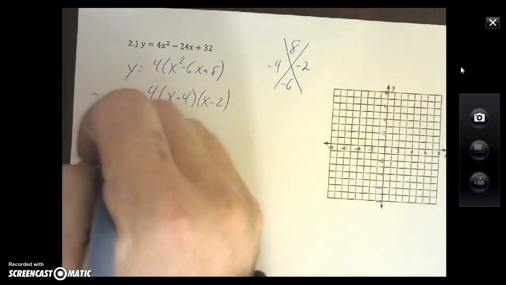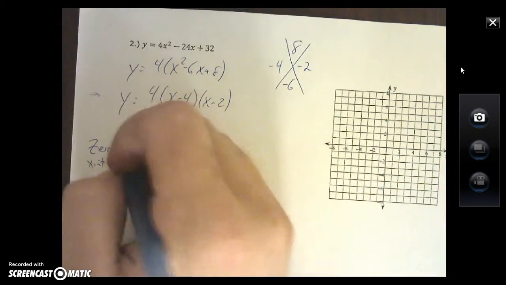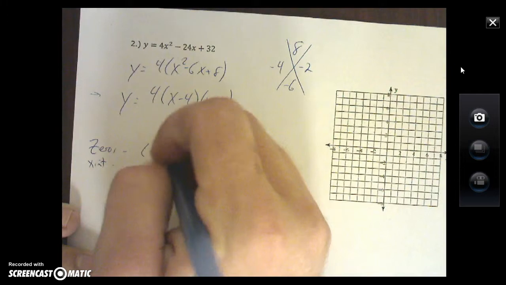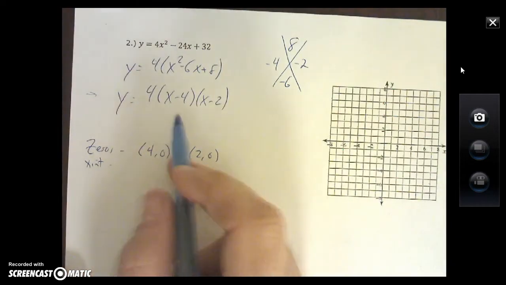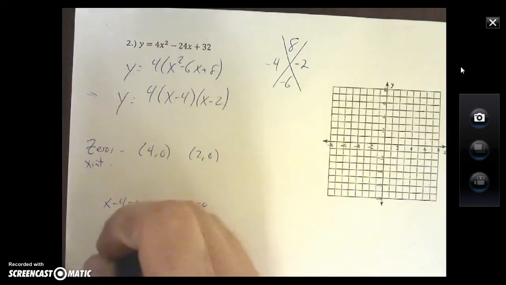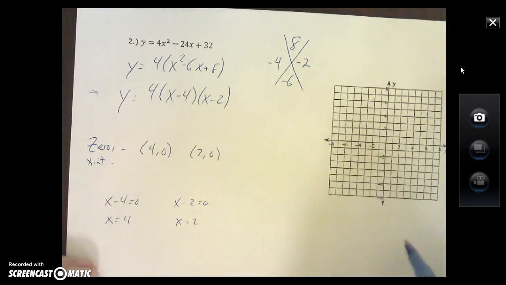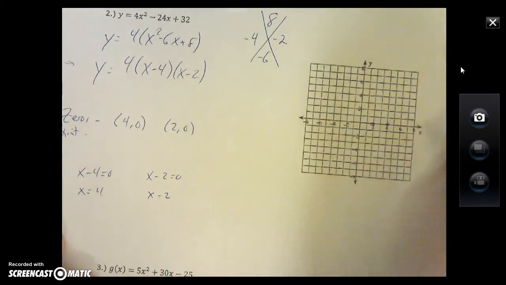Now, if I asked you for your zeros or your x-intercepts or your solutions or whatever you want to call it, because they're all interchangeable, we could say 4, 0, 2, 0. If anyone's panicking like, why is it 4 and not negative 4? All you're always doing is just taking each of those parentheses, setting equal to 0, and solving. Okay? That's where it's coming from. So over here, 4, 0, and 2, 0 look like that.